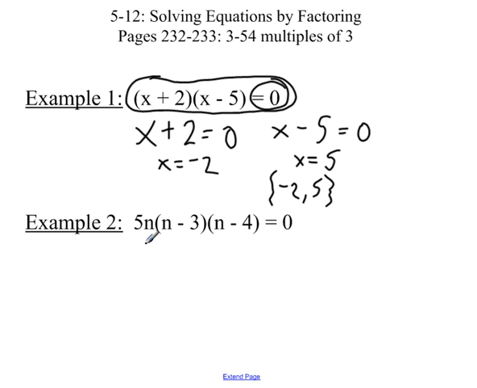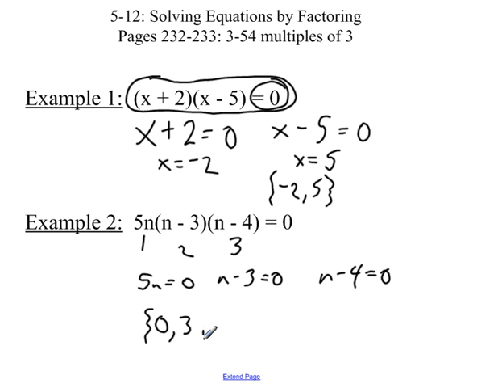For example 2, you have 1, 2, 3 different things that could equal 0. 0 times anything is 0, which is why this is true. So I'm going to set 5n equal to 0. So obviously n could be 0. Then I'm going to set n minus 3 equal to 0, so n could be 3. And I'm going to set n minus 4 equal to 0, so n could be 4. So all of those are solutions that would make this statement true.